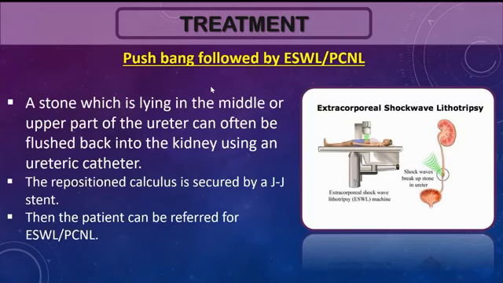A stone lying in the middle or upper part of the ureter can often be flushed back into the kidney using a ureteric catheter. The repositioned calculus is secured by a JJ stent. Whenever you put a stent there, there is less possibility that the stone will subsequently migrate from the pelvis back to the ureter. Then the patient can be referred for ESWL or PCNL.